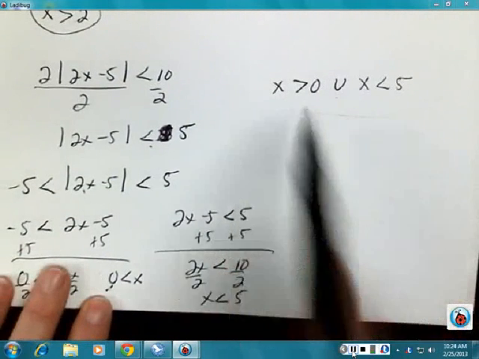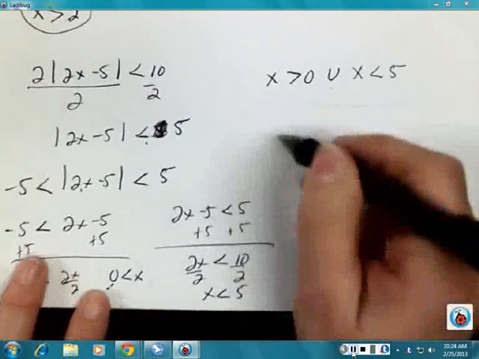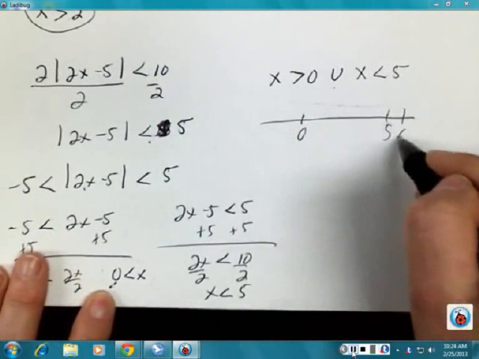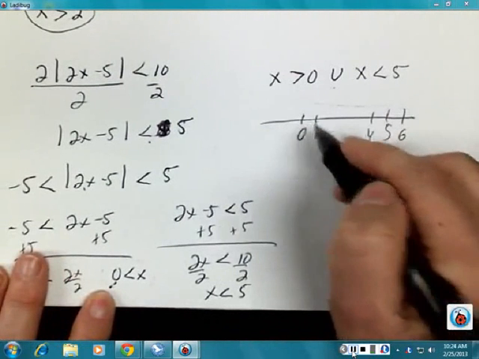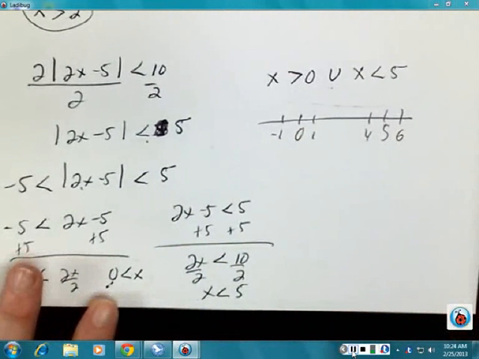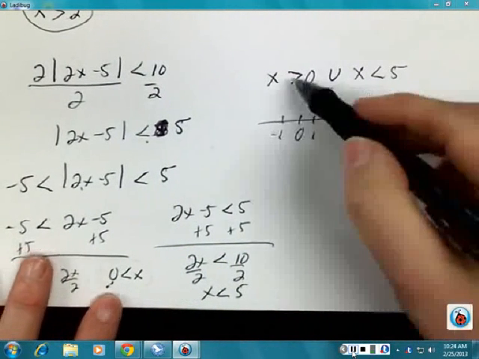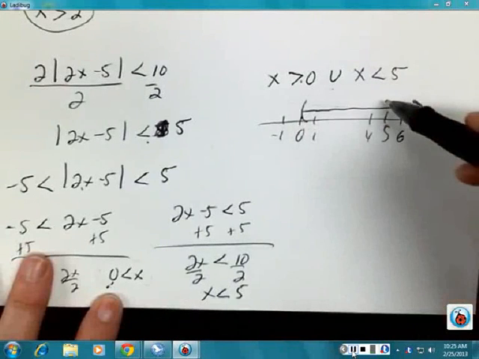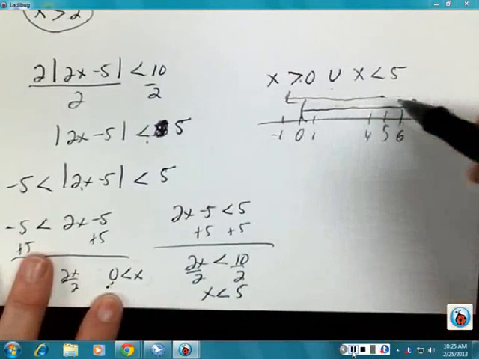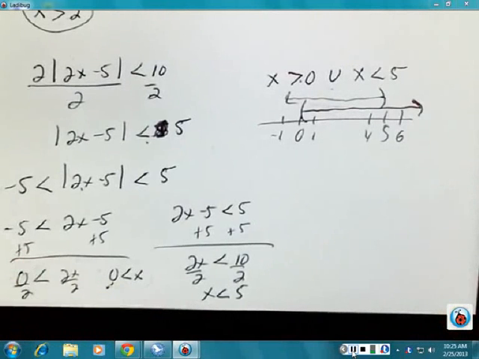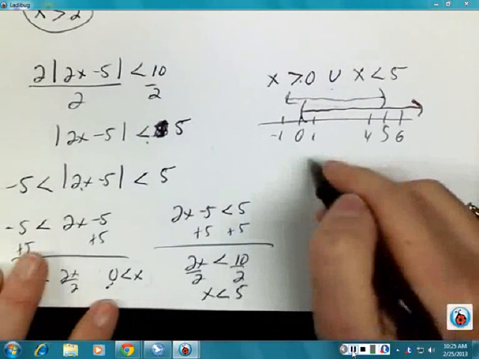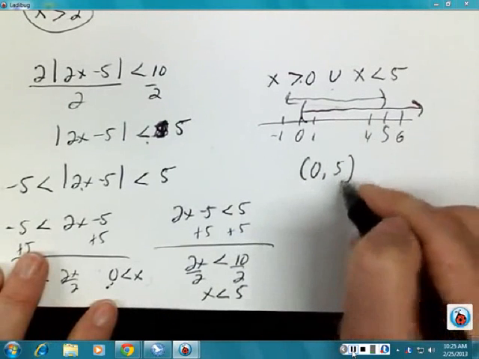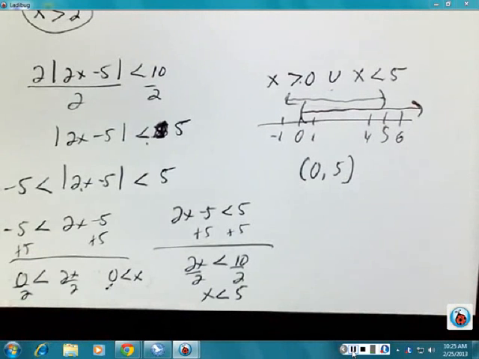Okay. What is my graph notation or my number line? So here's 0. Here's 5. What way do I go? The first one goes this way, to the right, the second one goes to the left, and it's everything in the middle. So my answer is going to be bracket or parenthesis 0, comma 5. Okay. We okay or not okay? Okay.